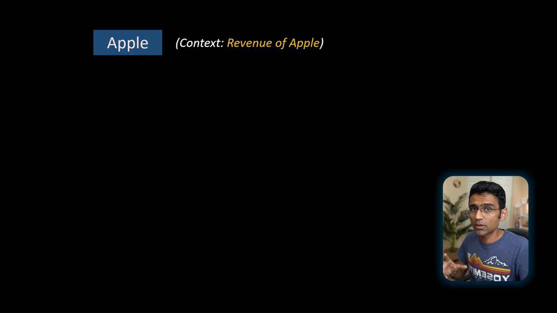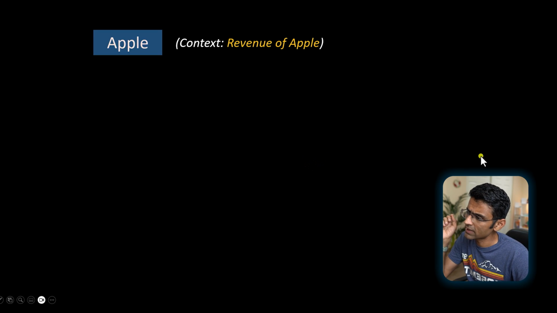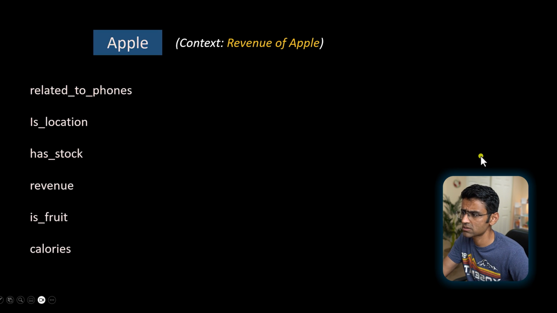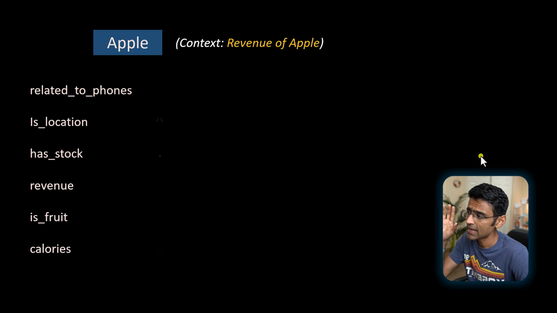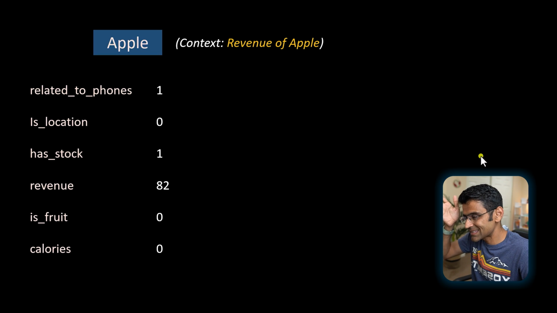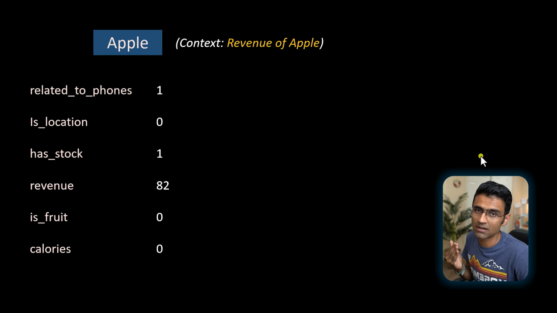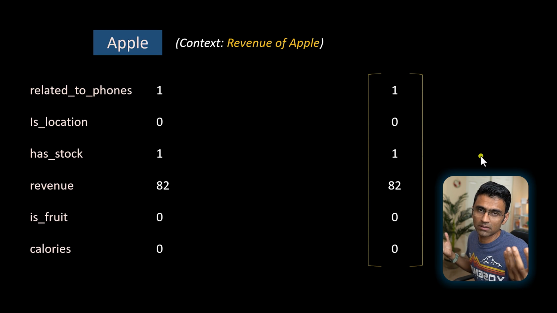Let's figure out how you can represent this word Apple into a numeric representation given this particular context. One way is to think about different features or properties of words. Here you can have related to phones, is location, has talk, etc. as properties, and then you assign a value for each of these properties. Revenue here means $82 billion. You get a sequence of numbers as a result, and that is nothing but a vector. So this vector is a word embedding for the word Apple for this particular context.